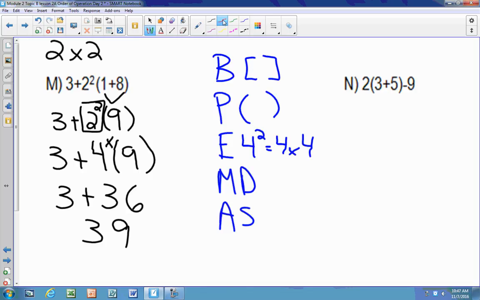Next over here, we have no brackets on letter N. We do have parentheses, so we're going to rewrite that. I'm going to leave the parentheses in because there's no operation after the 2, and that way we know what to do with it. There are no exponents, so then I move to multiplication and division, and we have to remember there is multiplication there. So I do that, and then I get my answer.